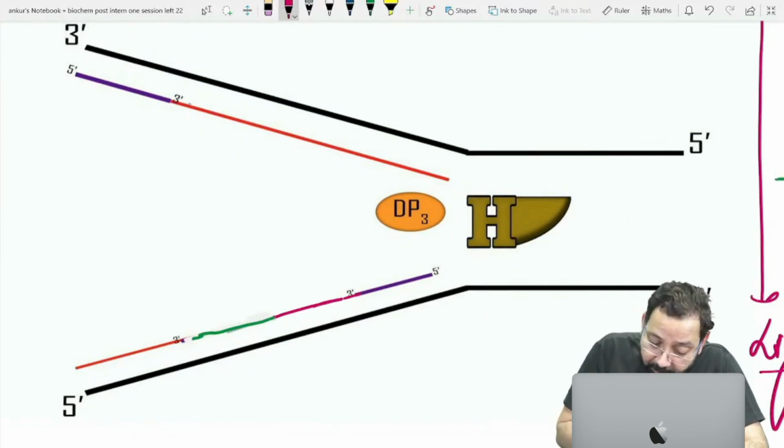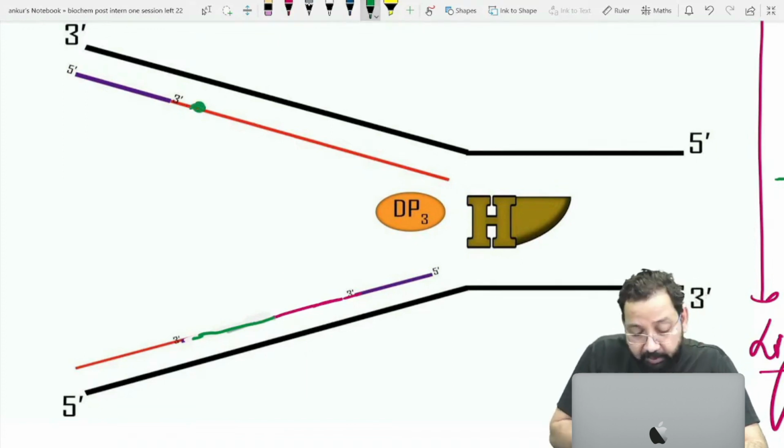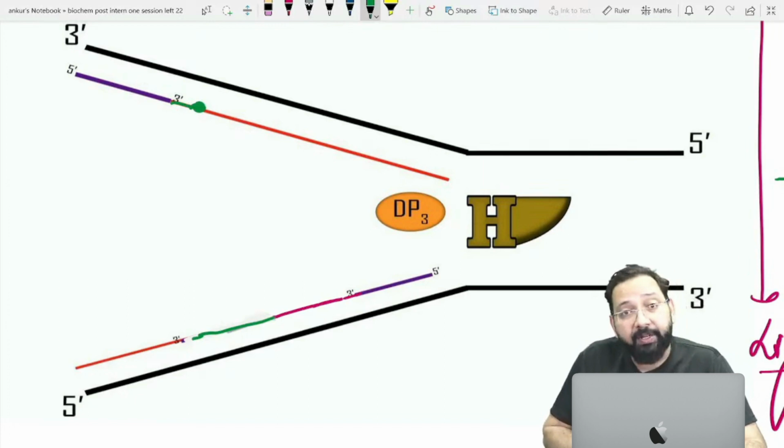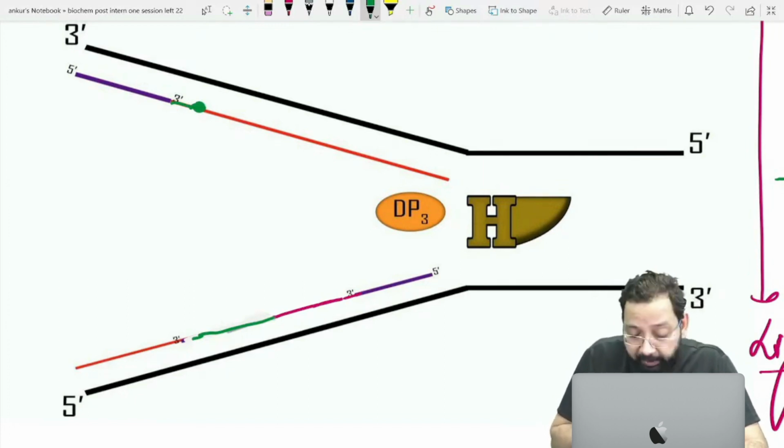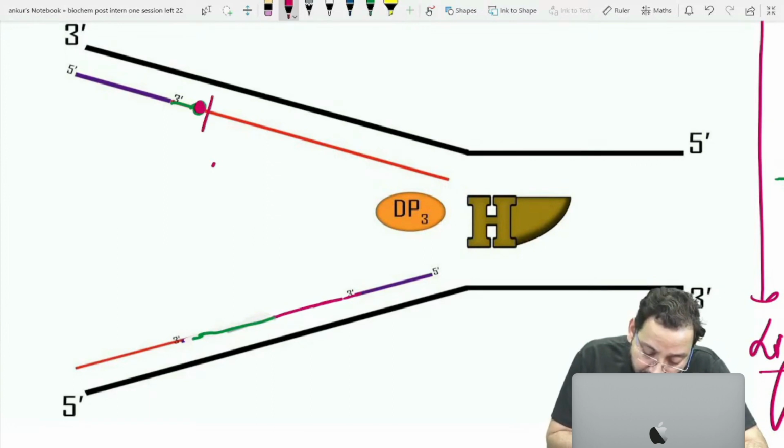Suppose DNA polymerase joins one nucleotide. After joining one nucleotide, it is about to join the next. Before joining the next, it will check it. If it is correct, then it will move to the next. But if it is not correct, then it will cut this nucleotide from this end, from this direction to this direction.